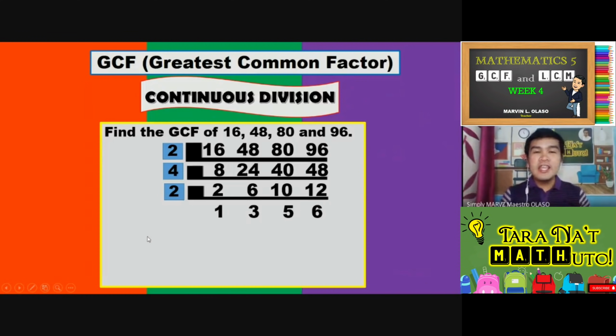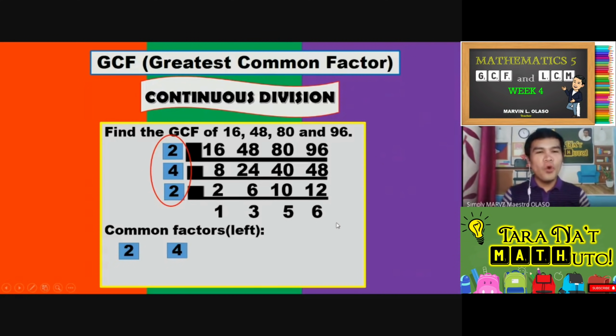Ngayon, is there any number na pwede pang i-divide? Wala na, kasi nakita mo na, meron na tayong 1. So, wala na tayong pwedeng i-divide. So, ang common factors lang natin ay yung nasa kaliwa. So, we have 2, 4, and 2.